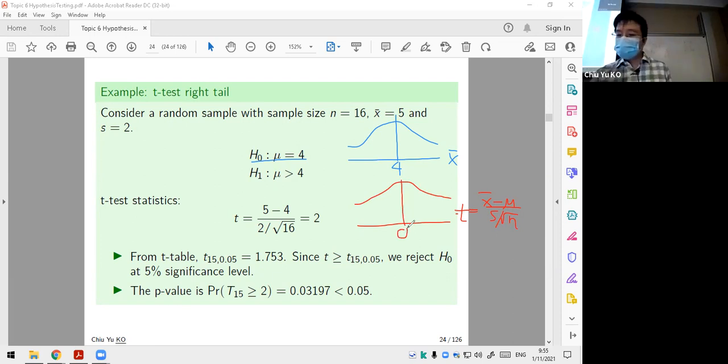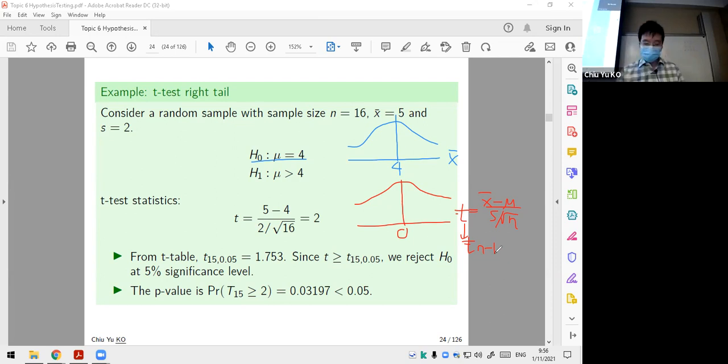Indeed it depends on how many samples you have, right? This indeed follows the T n minus 1. So the only difference is when you replace sigma with S, instead of Z it becomes T n minus 1.